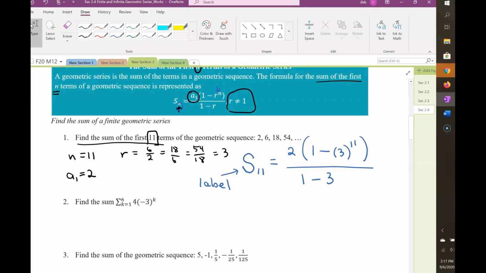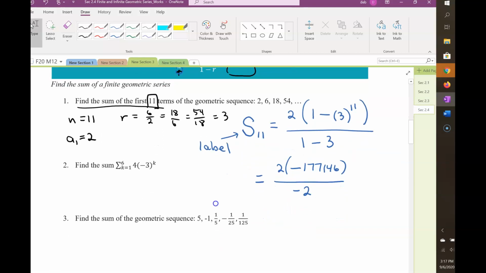So we do this calculation. 1 minus 3 to the 11th, I get negative 177,146. Over 1 minus 3 is negative 2. So you have 2 over negative 2, that's going to cancel to a negative 1, which makes the sign opposite, and we get 177,146. I think that was a lot faster than adding up 2 plus 6 plus 18 plus 54, and then finding the next 7 terms and adding them all up.